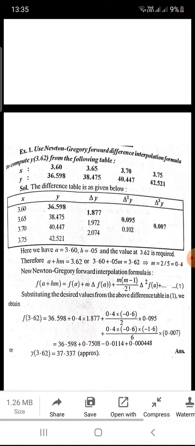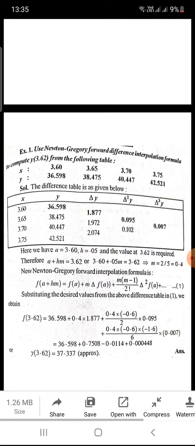Now use Newton-Gregory formula forward difference interpolating formula to compute y(3.62) from the following table. Here we have given the values of x and y, corresponding value of x at 3.60 and corresponding value is 36.598 and so on. We have put this in table form. So delta y will be 1.877, 1.972, 2.075. So del 2 y will be 0.095 and 0.102 and del 3 y will be equal to 0.007.